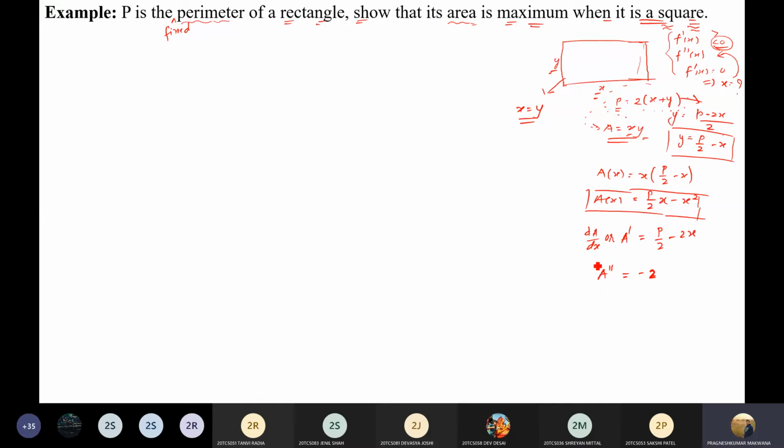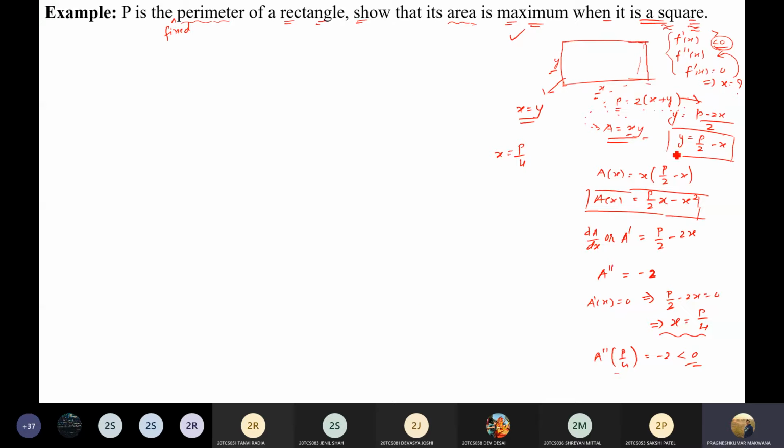Now we want to find the point. So we take A dash x equal to 0. What is the value of A dash x? It is P by 2 minus 2x equal to 0. Now what is the value of x? P by 4. At P by 4, the double derivative is the same, minus 2, which is less than 0. So you can see that the area is maximum at the point x equal to P by 4.